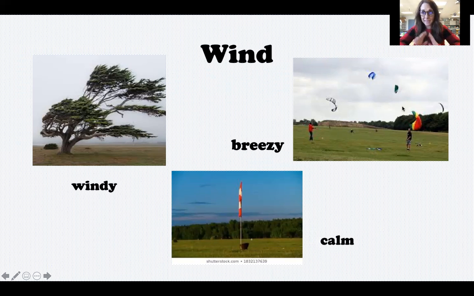But a breezy day when there's just a little bit of wind is a perfect day for flying a kite. You also wouldn't really want to fly a kite on a calm day because the kite wouldn't really go anywhere, right? It would just kind of flop on the ground. So knowing the winds can help us make choices on what sorts of activities to do.